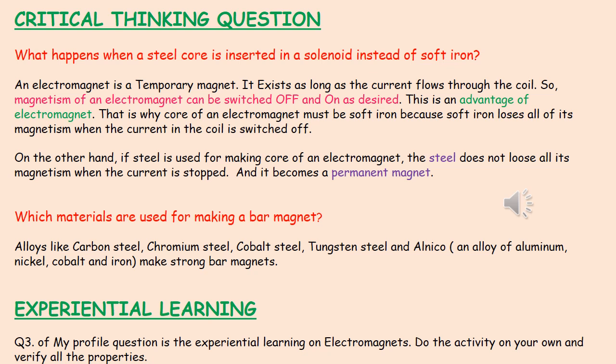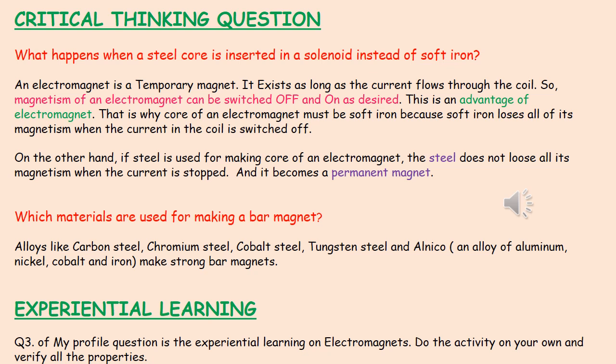Here is one critical thinking question on the topic. We know that a solenoid is a long insulated copper wire which has many turns, and the two ends of which are connected to a battery through a switch. When current is passed through it, it behaves as a magnet. But when we insert a core material like soft iron inside it, it behaves like a stronger magnet.